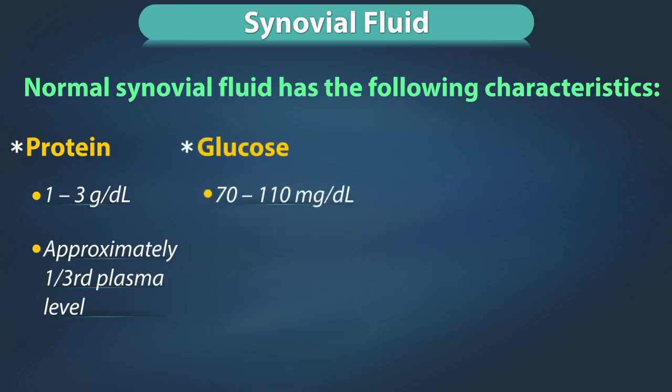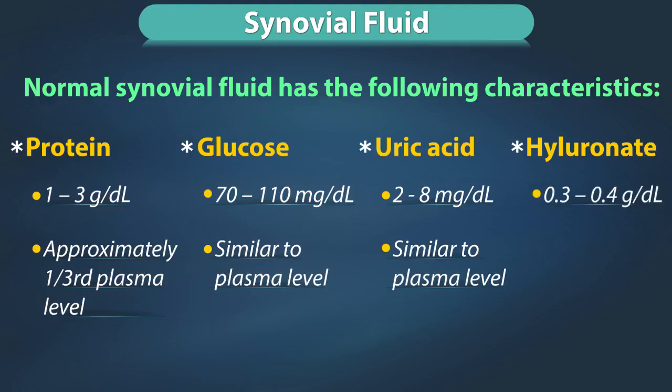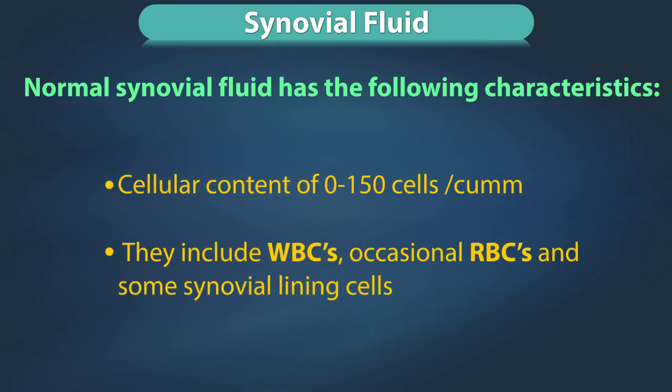Glucose is 70 to 110 milligram per deciliter, similar to plasma levels. Uric acid is 2 to 8 milligram per deciliter, again similar to plasma level. Hyaluronate is 0.3 to 0.4 grams per deciliter. Cellular content is 0 to 150 cells per cubic millimeter. They include white blood cells, occasionally red blood cells, and some synovial lining cells.